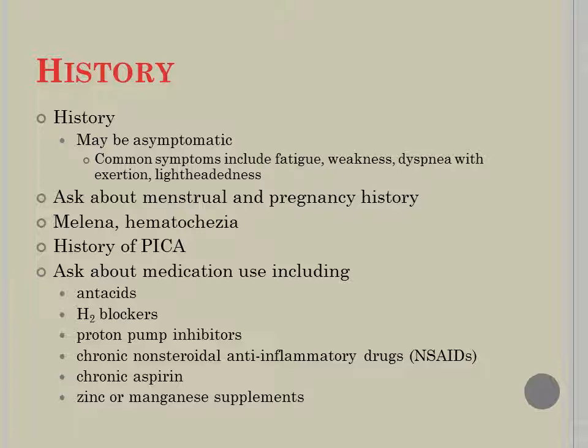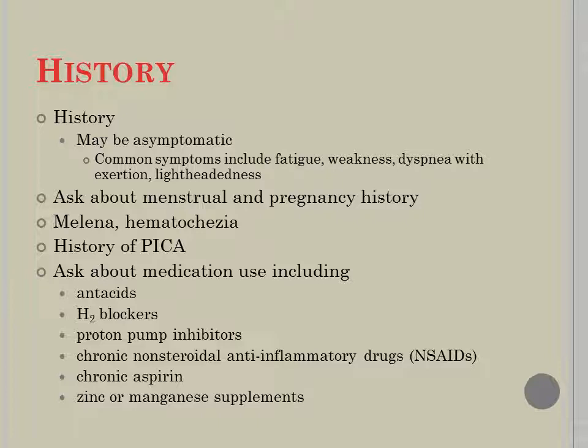When we're trying to get the history on our patient, many times they're just asymptomatic. They may have very vague symptoms. They could have symptoms of fatigue. They may feel weakness. Many people are just tired in general. So those are some pretty vague symptoms. But they also may have some episodes of lightheadedness. They could get dyspnea on exertion. So these are some of the things that we want to ask them when we're actually doing the history, asking also about their menstrual and their pregnancy history.